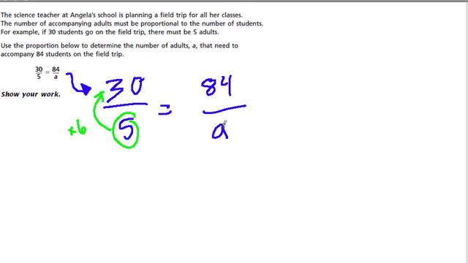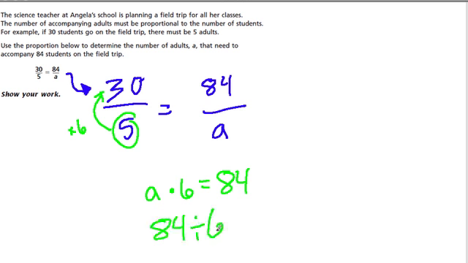So what times 6 is 84? A times 6 equals 84. To figure that out, I'm going to take 84 and divide by 6, and that will give me the mystery number. And 6 goes into 84 very nicely, because of course 6 times 10 is 60.